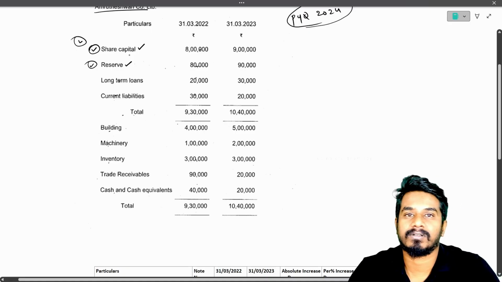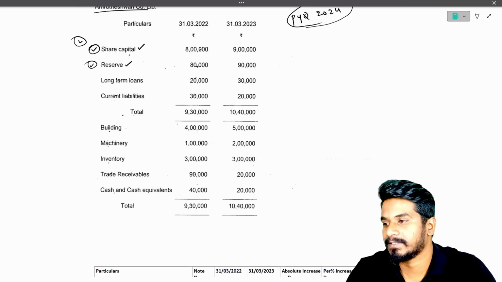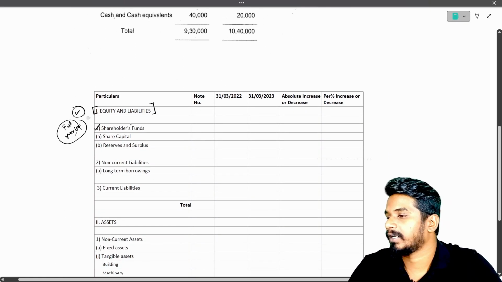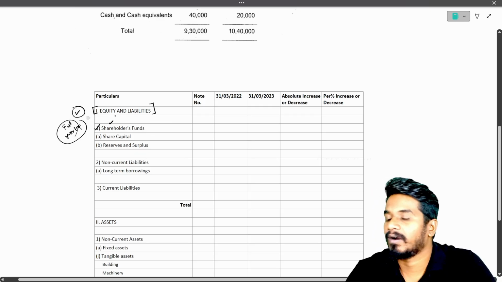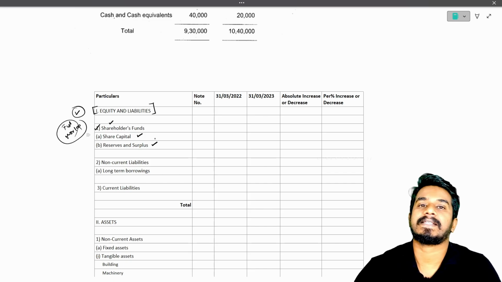In the previous chapter also, we have discussed this, that is accounting for share capital. In that chapter also, we have discussed it, so you can check it out. So you need to bring it into this format. Under shareholders' funds, we have share capital and reserves and surplus.